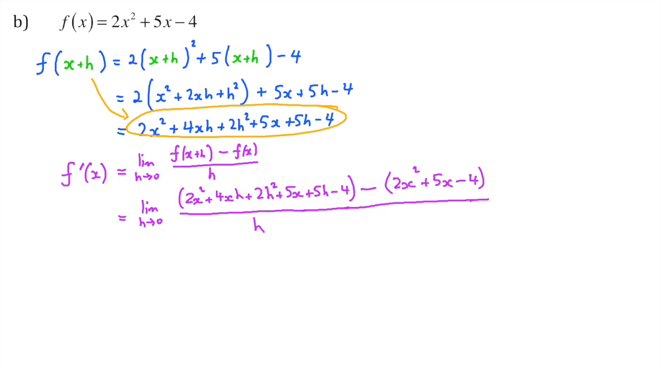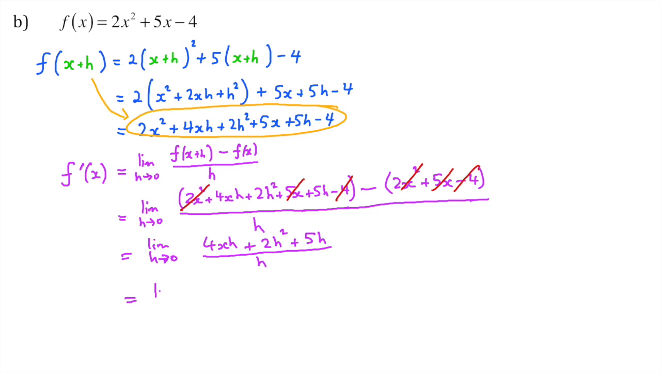And that's all over h, which equals the limit as h approaches 0 of, now let's have a look. There's a 2x squared, there's a 2x squared, they're being subtracted so they knock each other out. There's a 5x, there's a 5x, they're being subtracted so they knock each other out. There's a minus 4, there's a minus 4, they're being subtracted so they knock each other out. Everything in the second bracket disappeared, which is what I want. Now I continue. What's left over? I have 4xh plus 2h squared plus 5h all over h.